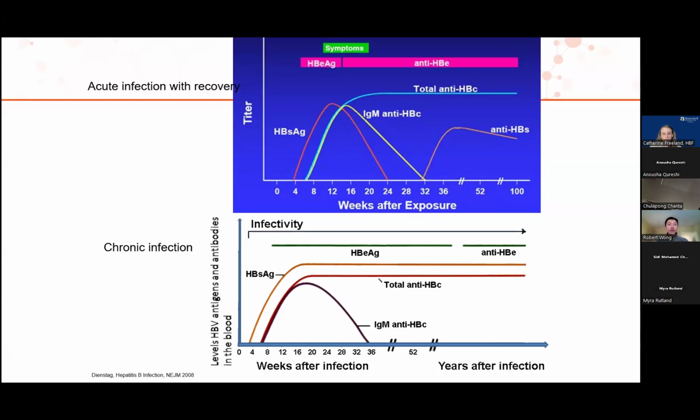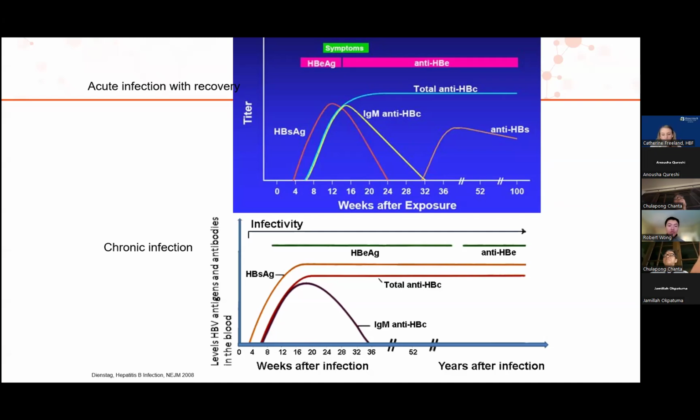So the top scenario is someone that was infected and then self-cleared or recovered. And you can see here the hallmark is the red line. The surface antigen spikes and declines as the body's immune system clears it. And then the marker of recovery is the persistence of anti-HBs, or surface antibody. And you can tell here that both the core antibody on top and the surface antibody on bottom indicate that this person has been exposed and now has cleared the virus and is immune.